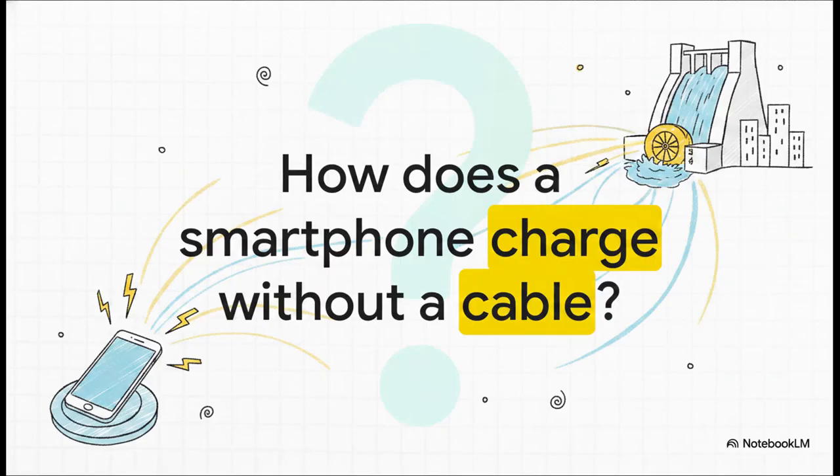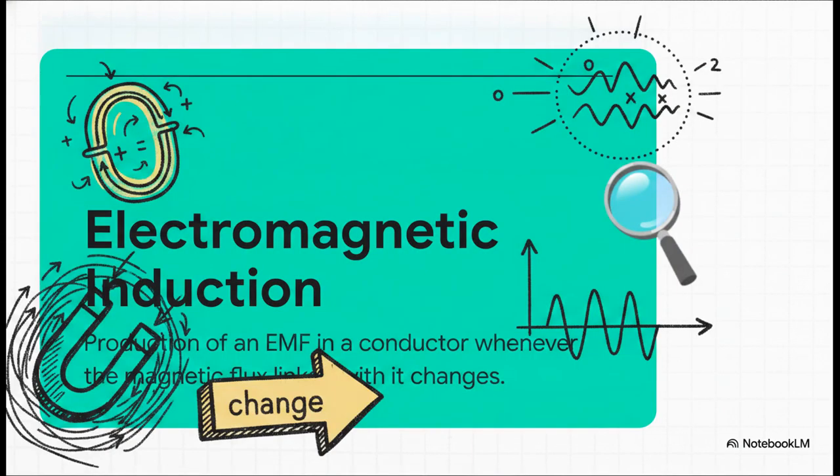To get our gears turning, let me ask you something. How exactly does your smartphone charge when you just drop it on one of those wireless pads? No cables, no plugging anything in. I mean, it kind of feels like magic, right? Well, what if I told you that the invisible magic powering your phone is the exact same phenomenon used by those massive hydroelectric dams to power entire cities? No joke. They both rely on the exact same physical principles. And that principle actually has a name.